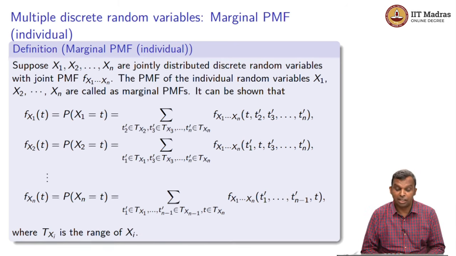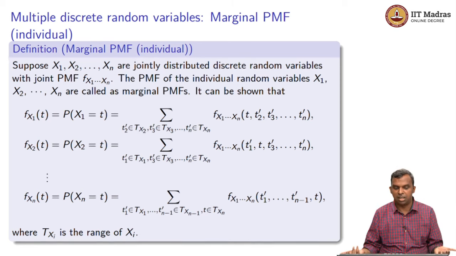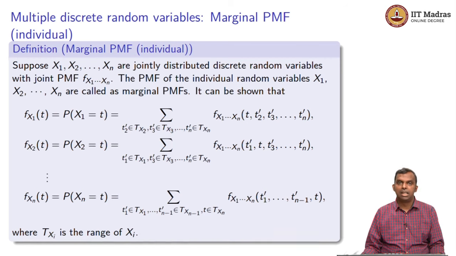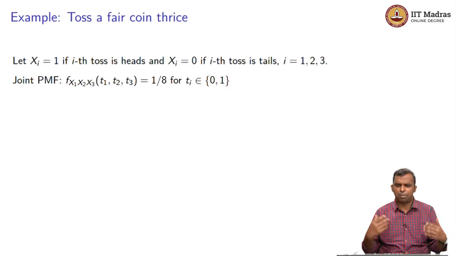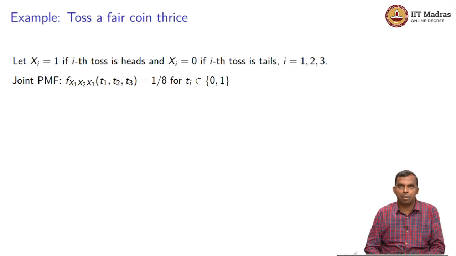So when you go to x2, what will you do? You'll keep x2 alone and put variables for all the other random variables, sum over all of them, and you get the marginal PMF of x2, and so on. So that's the multiple discrete random variable marginalization. As before, we've always been seeing examples, so let's look at an example.